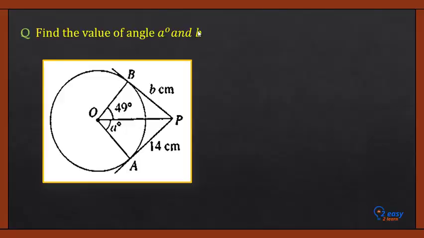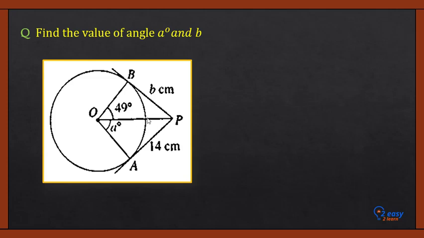Find the value of angle A and B. This looks like a very complex diagram, but we need to read it carefully. This is the point P outside the circle. AP is a tangent and BP is also a tangent. Both tangents are emerging from the common exterior point. That's why BP and AP are equal in length.